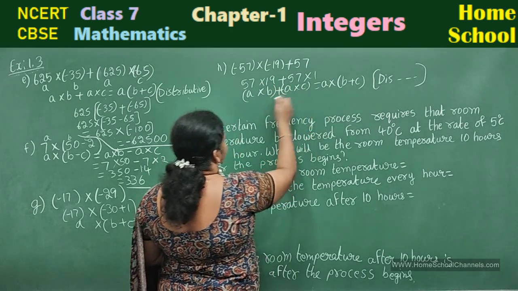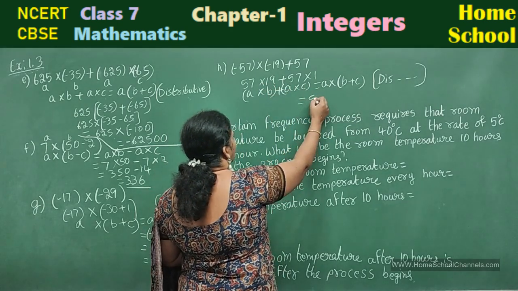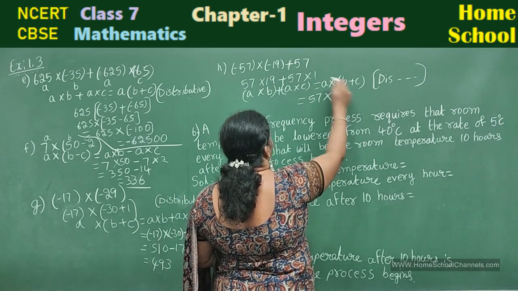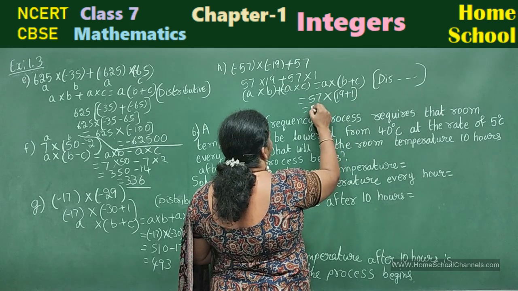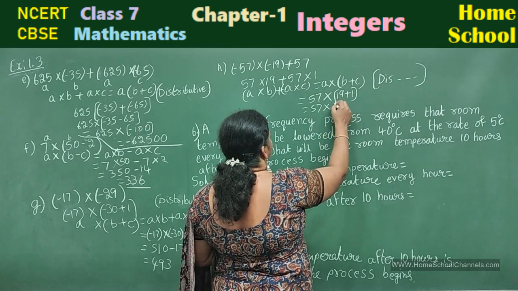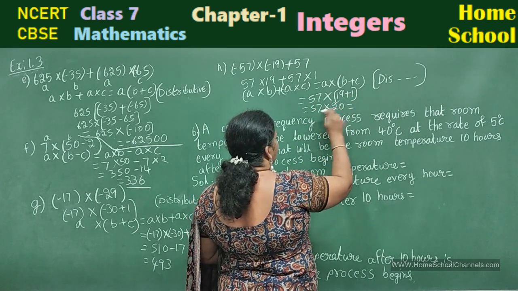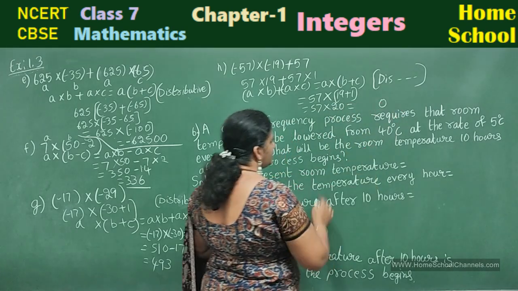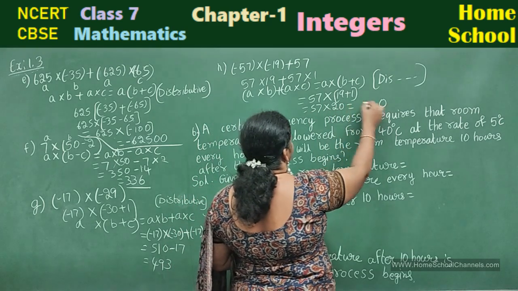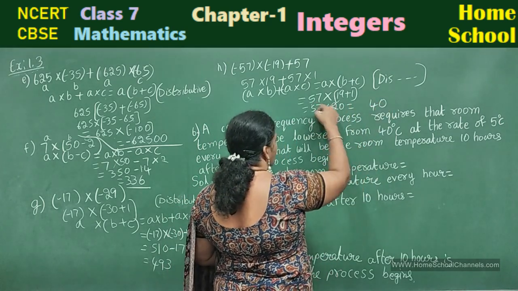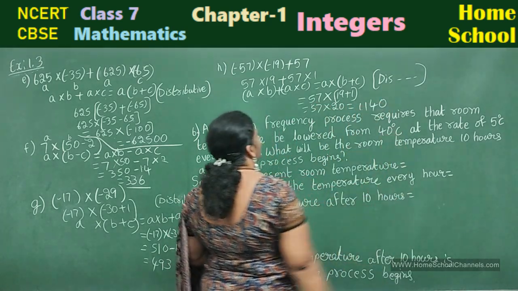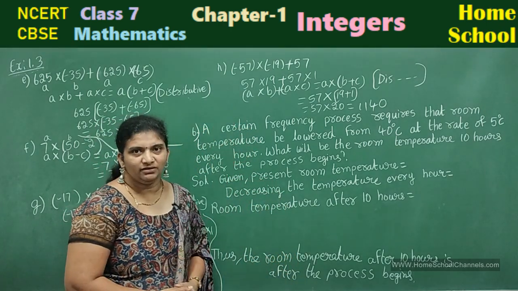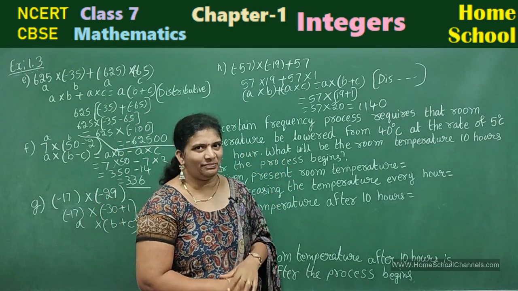Write the RHS. That will be A value is 57 into B value is 19 and C value is 1. 57 into 19 plus 1, 20. 57 into 20, when you are multiplying, put 0 first and multiply with the 2. 2 sevens are 14, 2 fives are 10, 10 plus 1, 11. 1140 is the product of that one using distributive property.